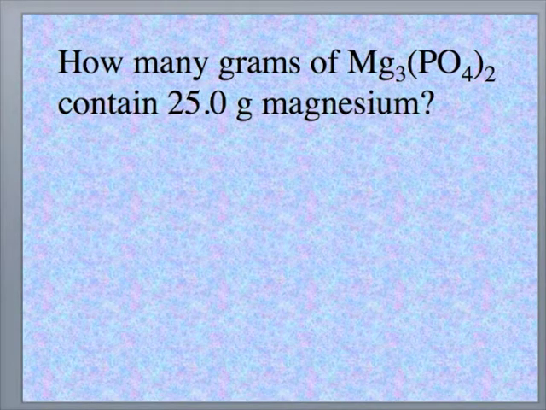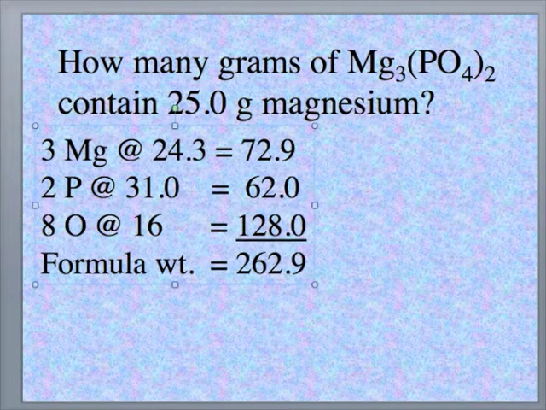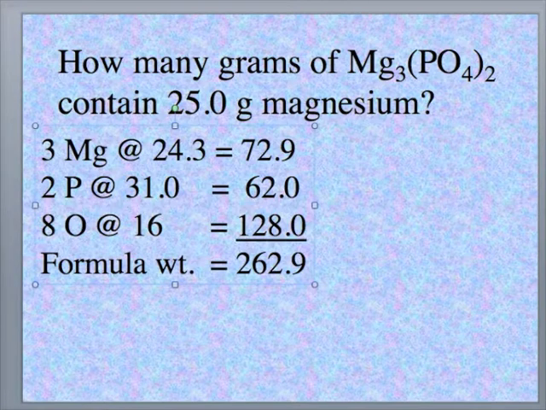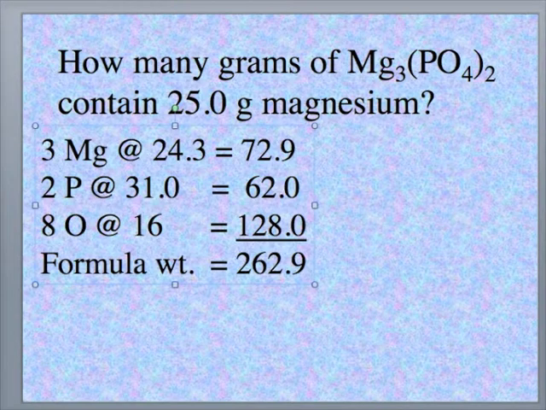So here are the masses. We have 3 magnesiums at 24.3. That's 72.9 grams of magnesium contributing to the formula weight. We have 2 phosphorus atoms at 31 each. That's 62. And we have 8 oxygen atoms at 16 for 128. So adding them all up, we get a formula weight of 262.9 grams per mole.